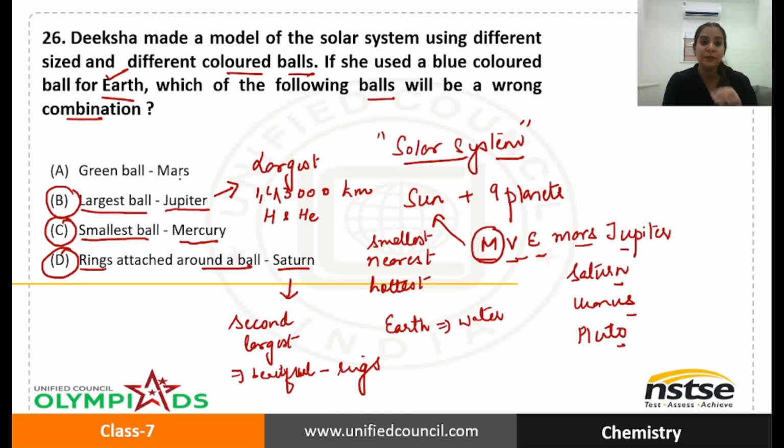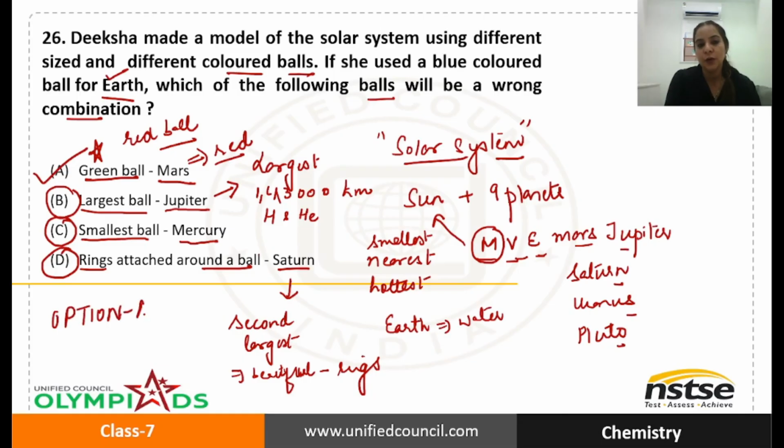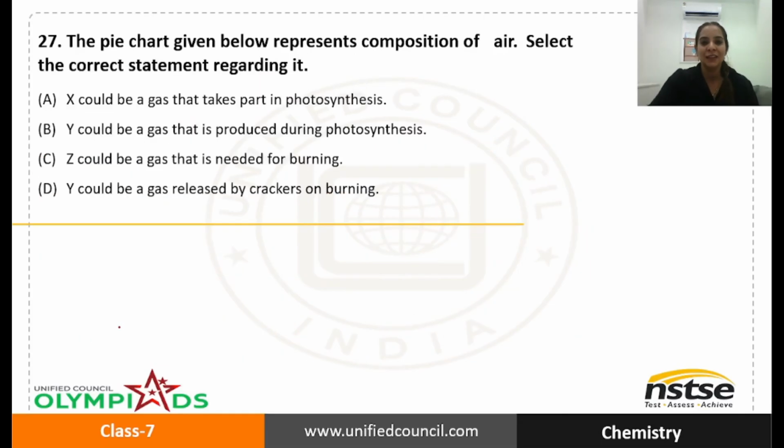But now if I talk about Mars, it cannot be indicated by green planet. Instead, what we can use is a red ball. The reason being, Mars surface is red. So that is why green ball is not right to use in order to represent Mars. Instead, she should have used red ball. So here the one which will be a wrong combination is option A. I hope you understood. Okay, let's move on to next.